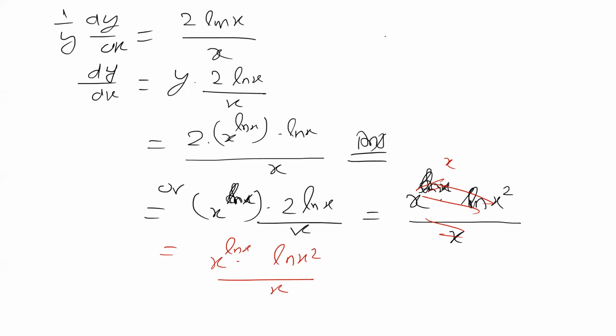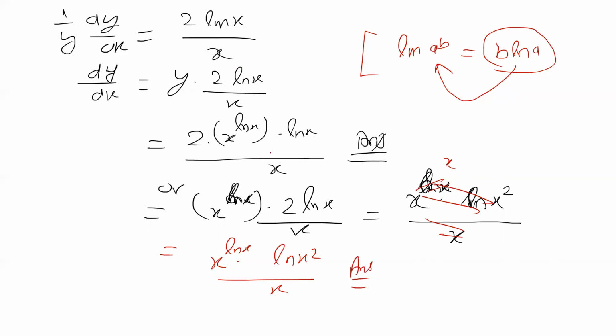What is the formula we are using? This formula we are using, like ln a power b, we can also write b ln a. So if you find this type of thing, then you can also apply it reversely. Okay. So here we are using this. This is my answer. This is also correct, in another form. Okay. So this way we can solve this type of questions.